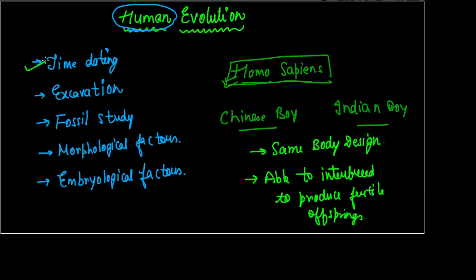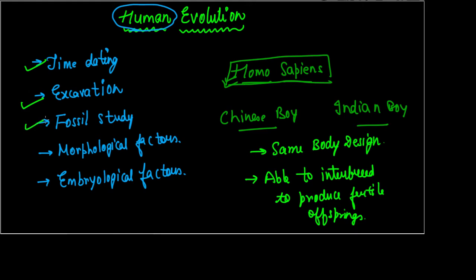Now we use various factors to try to trace back evolutionary relationships in human beings. This includes time dating. We date back time. We try to study the evolution of human beings back in time, from being apes, not apes exactly, but being indigenous people, and then now becoming civilized human beings. So time dating. Then we talk about excavation. We dig up the earth, try to find fossils, remains of older types of human beings, and try to compare their body designs with what we have as body designs at the present time.